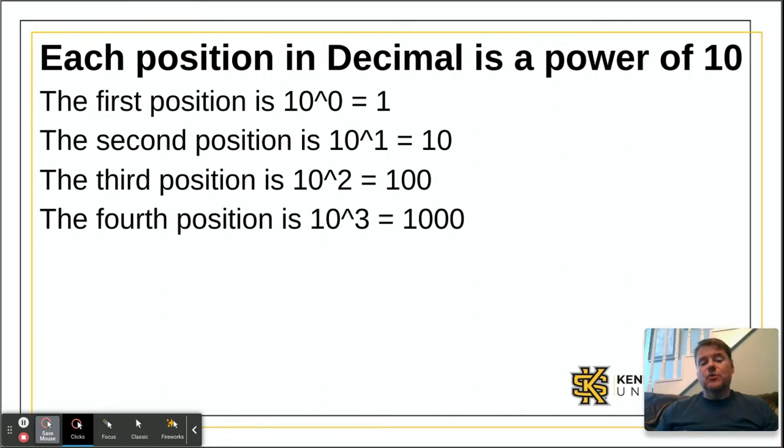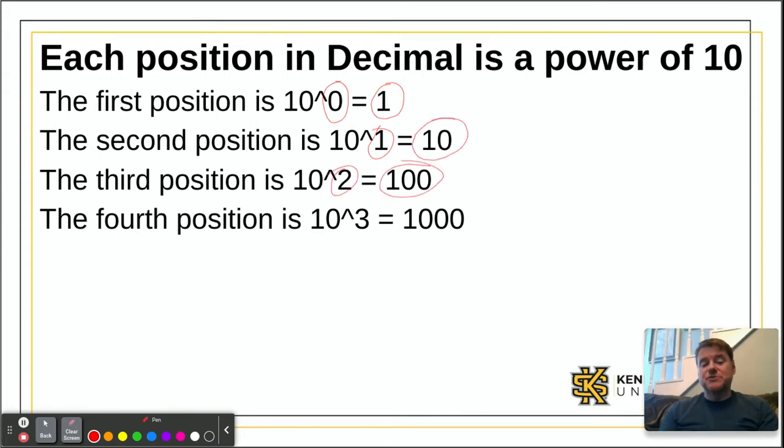So to phrase this another way, each position in decimal is a power of 10. If you remember powers, 10 to the 0th power is 1, 10 to the first power will be 10, 10 squared is 100, 10 cubed is 1,000. And so the reason that we bring this up is because effectively the first digit is representing the numbers between 0 and 9. The next digit, the second digit, is representing the tens, the third digit is representing the hundreds, and the fourth digit is representing the thousands.